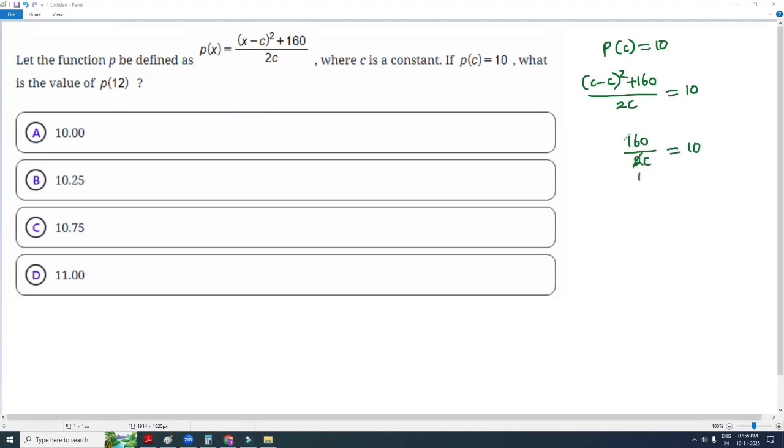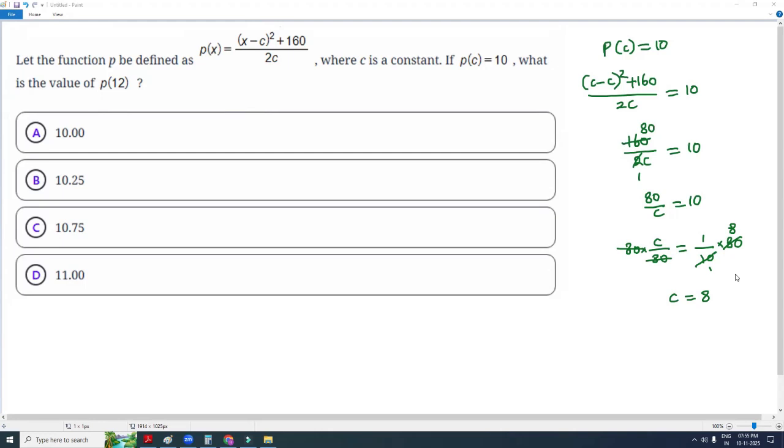2 goes into 2 one time, and 2 goes into 160 80 times. We have 80 over c equals 10. Let's take a reciprocal on both sides. Then I'm getting c over 80 equals, on the right side, the reciprocal of 10, which is 1 over 10. Let's multiply both sides of the equation by 80 to solve for c. This 80 will cancel out. 10 goes into 10 one time and 10 goes into 80 8 times. I'm getting c equals 1 times 8, which is 8.